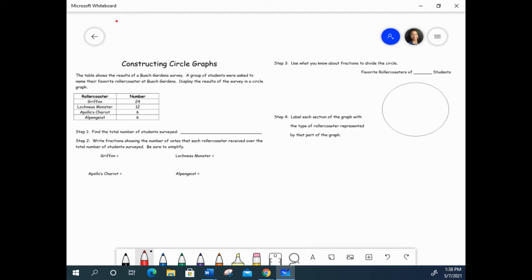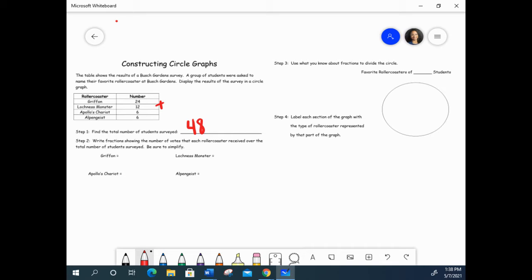So whenever we're trying to conduct a circle graph, the first thing we want to know is what our total number of people surveyed are. So when we look here, we've got 24, 12, 6, and 6. So if we want to know a total, then we would need to add all of those numbers together. So if you were to add 24, 12, 6, and 6, you would end up with 48 people. So 48 people were surveyed.